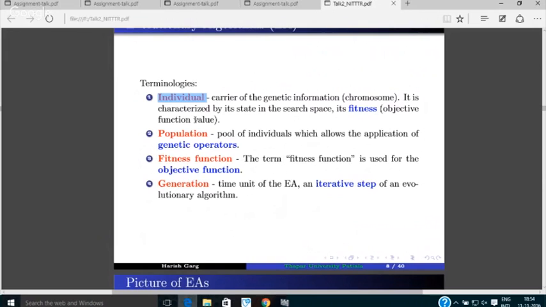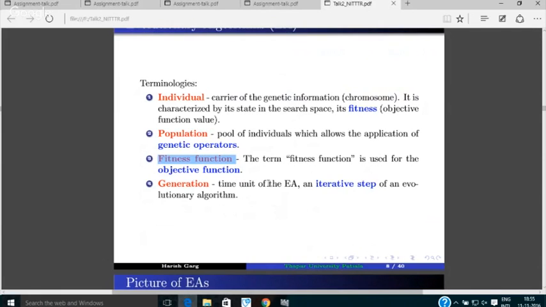Based on these individuals, x1, x2, x3, you have to calculate f of x, and that f of x is called the fitness function. The term fitness function is used for the objective function. Instead of calling it the objective function f of x, in the evolutionary algorithm we call it the fitness function. And the generation.